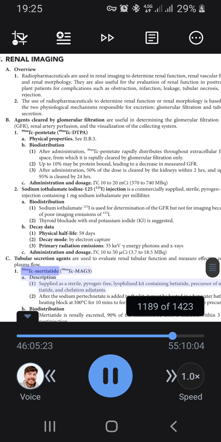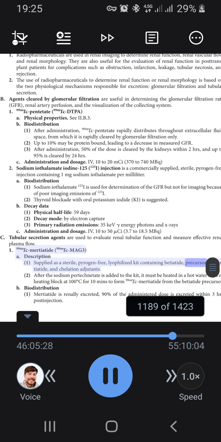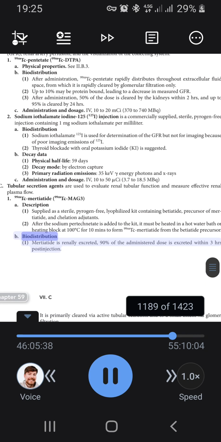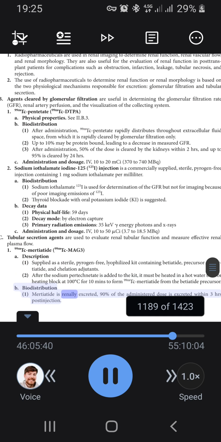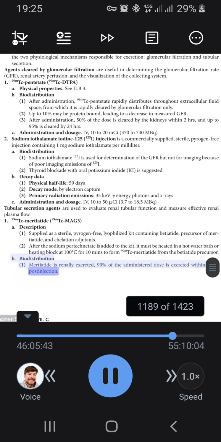1. 99mTc mertiatide, 99mTc MAG3. A. Description: 1. Supplied as a sterile, pyrogen-free, lyophilized kit containing betiatide, precursor of mertiatide, and chelation adjuvants. 2. After the sodium pertechnetate is added to the kit, it must be heated in a hot water bath or heating block at 100°C for 10 minutes to form 99mTc mertiatide from the betiatide precursor. B. Biodistribution. Mertiatide is renally excreted. 90% of the administered dose is excreted within 3 hours post-injection.